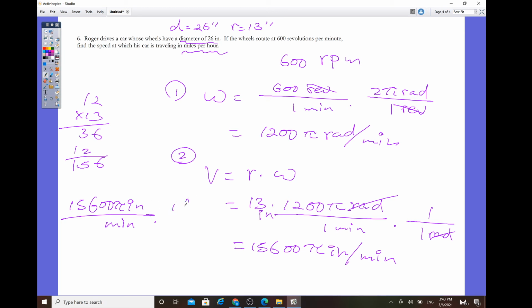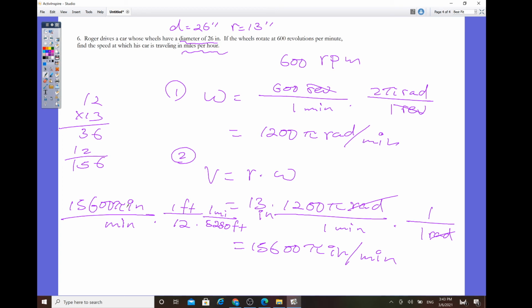1 foot is what, 12 inches? And then 1 mile equals 5,280 feet. Okay, so multiply the number. So divided by 12 and then divided by 5,280. And then let's see what else.